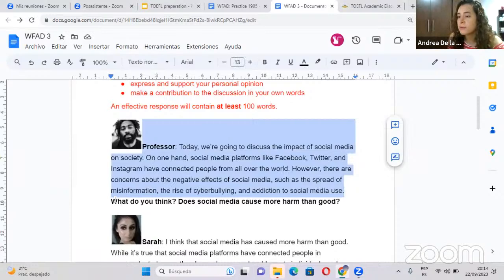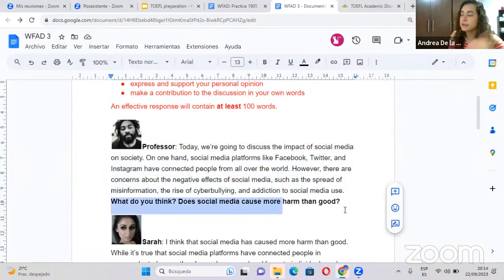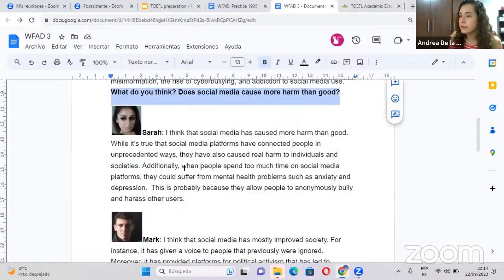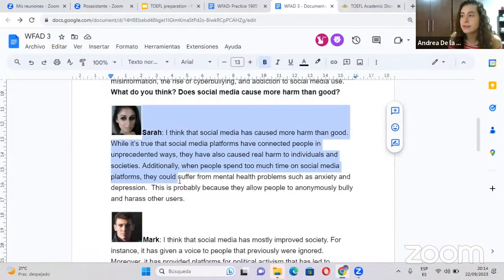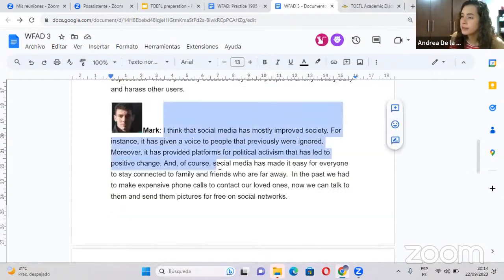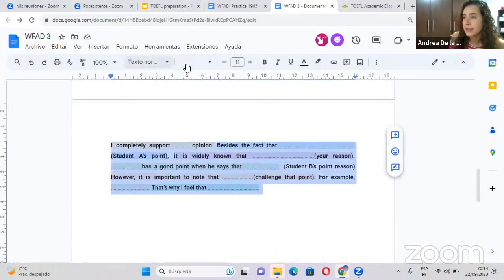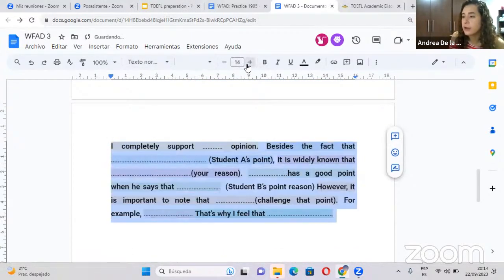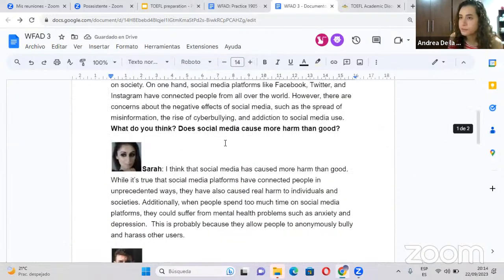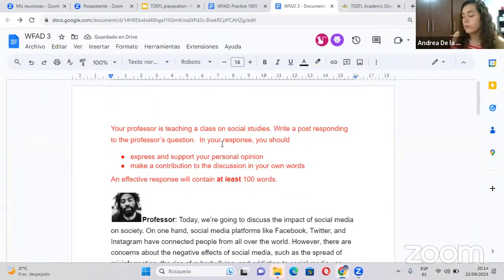Go directly to the professor's question, to the last sentence of the professor's introduction. And then scan very quickly the opinions of your classmates. So scan what Sarah thinks, try to answer what her opinion is, and one of her reasons. Same thing for Mark, scan what he thinks and one of his reasons. And then focus on writing the text. Don't waste your time reading carefully because it won't help you. Okay, guys? Do you have any questions before we start today's practice?